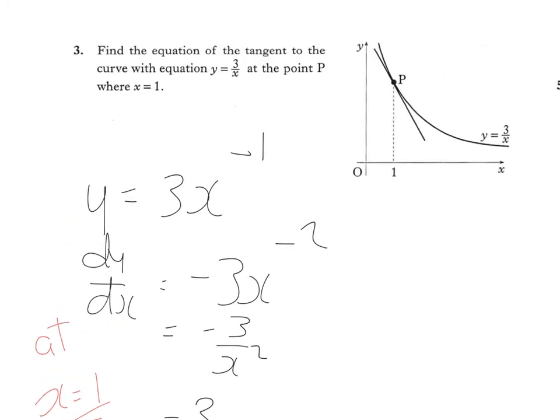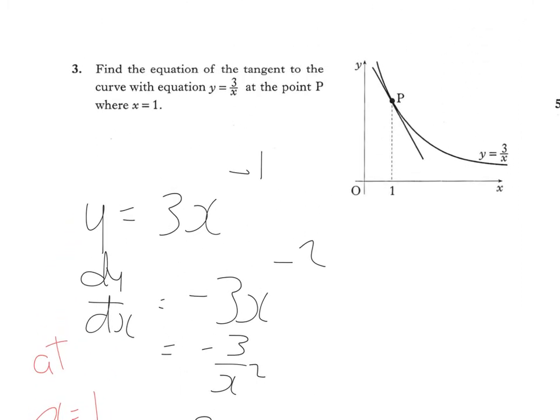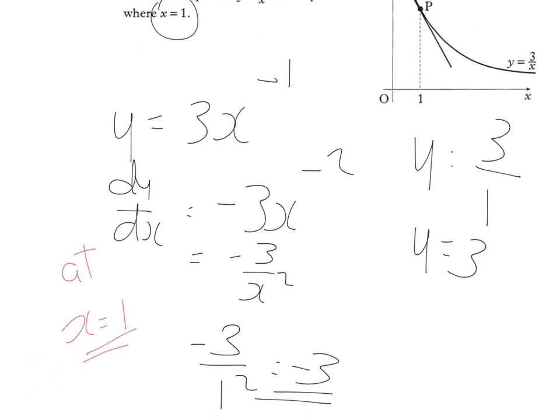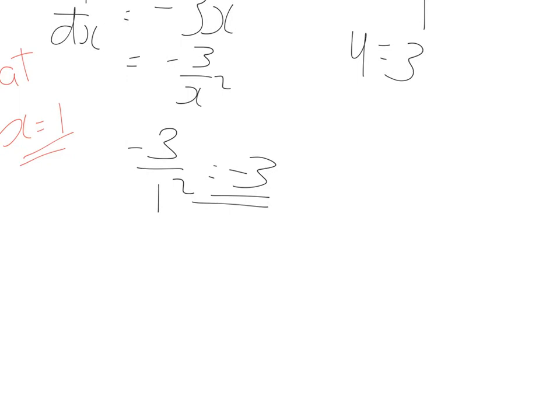Also need to find the point. So I've got an x coordinate, which is 1. To get the y coordinate, just sub x equals 1 back into y. So that's y equals 3 over 1, and that's 3. So I've got a point (1, 3) and the gradient, which is minus 3.